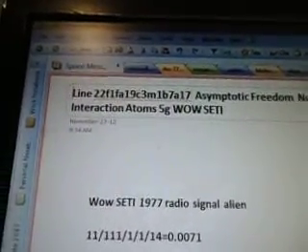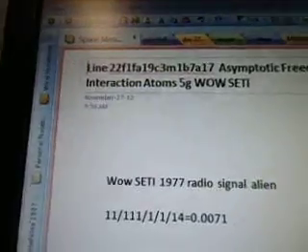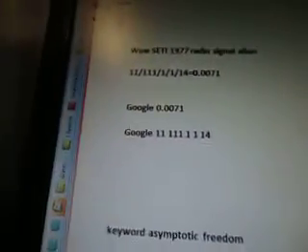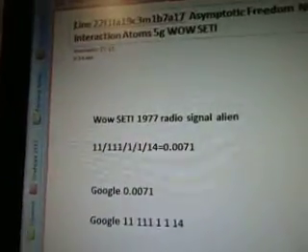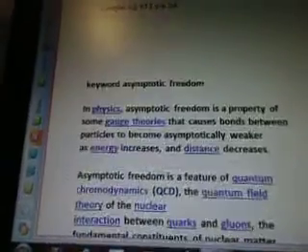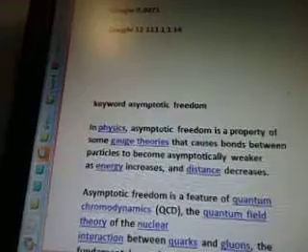asymptotic freedom, nuclear interactions, atoms, 5G, Wow! SETI. So these are keywords to be filmed. This is basically keyword research in this one. So there's the alien radio signal, and the keyword is asymptotic freedom.